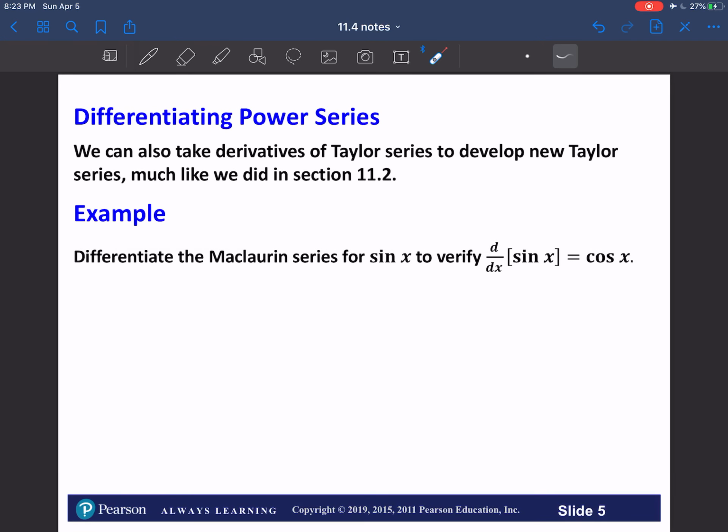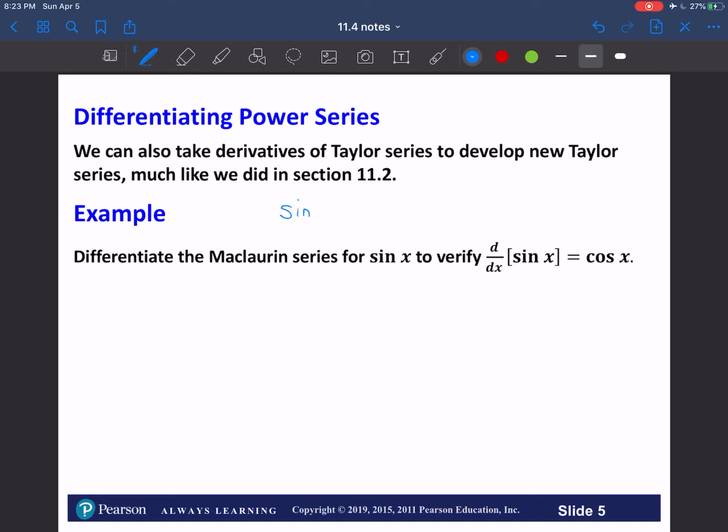So we can also take derivatives of Taylor series to develop new types of Taylor series, much like what we did in section 11.2. So here's a quick example. We are going to show that the derivative of sine of x is equal to cosine of x using their Maclaurin series. So let me remind you first of all what sine of x is equal to.